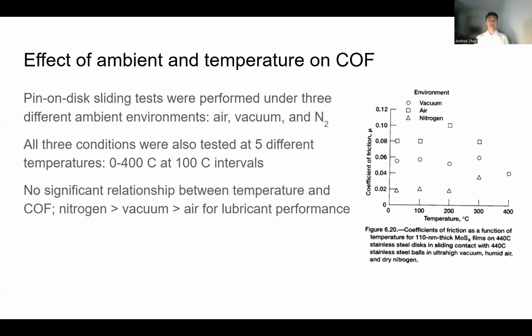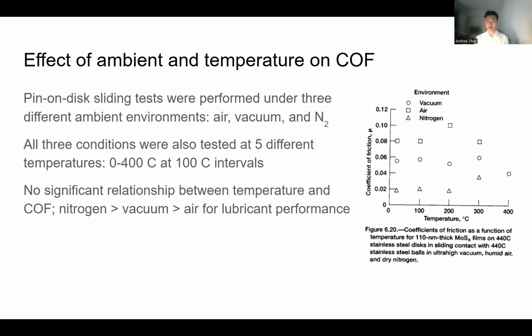As for the effect of ambient temperature on the coefficient of friction, the pin on disc sliding tests that I described earlier were performed under 3 different ambient environments. For example, they performed the pin on disc testing in air, they performed it in vacuum, and they performed it under nitrogen. And they also tested all 3 conditions at 5 different temperatures. They tested it at 0 degrees Celsius, 100 degrees Celsius, all the way up to 400 degrees Celsius at 100 degrees Celsius intervals.